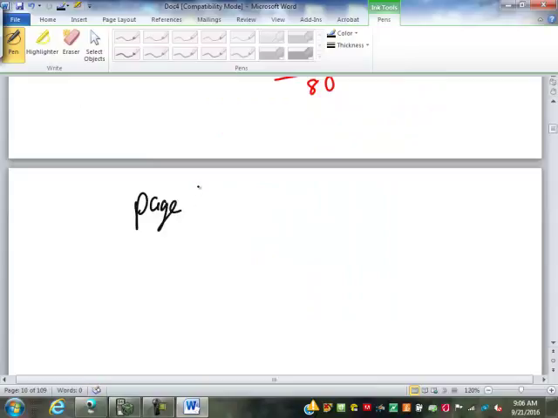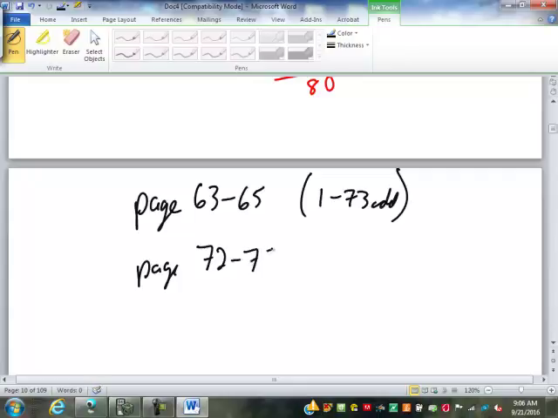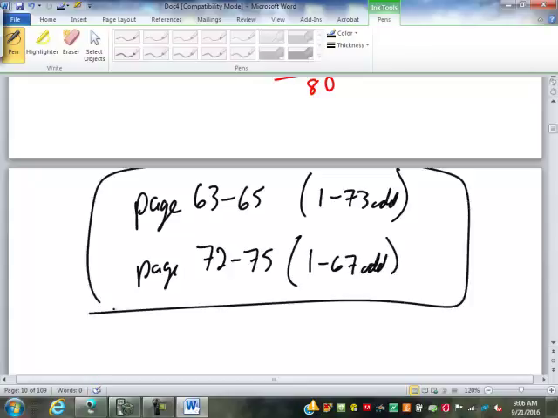In your book, page 63 to 65, it's 1 through 73, the odds. And on page 72 through 75, 1 through 67, the odds. Same as always, if the first few are easy, skip ahead, do some more difficult ones. Make sure you hit, if there are word problems, make sure you hit some of those.